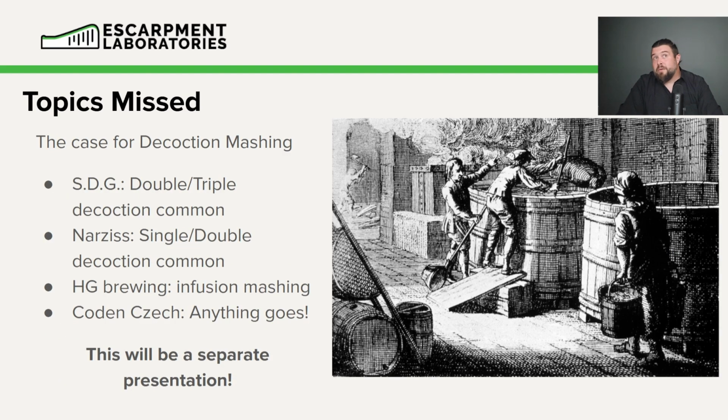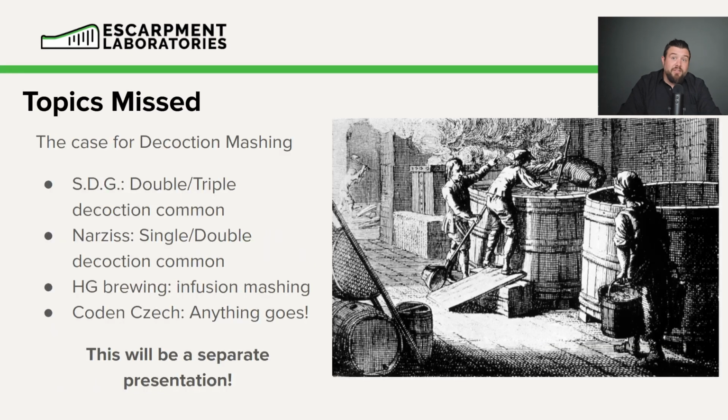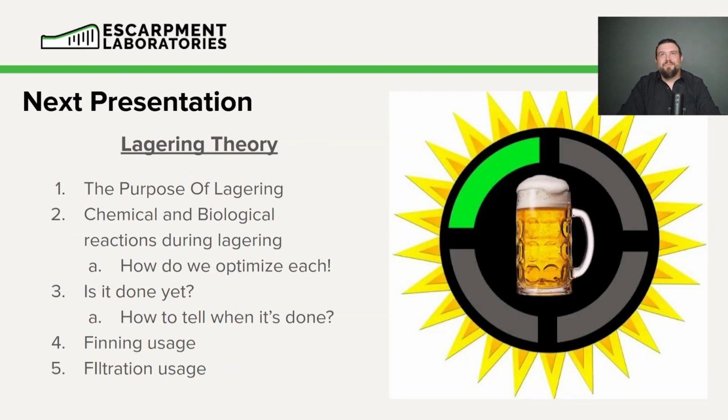Now, there are a few topics on this we missed. The biggest one is probably going to be decoction. Some of you are probably thinking about this and screaming it to yourselves, or maybe at me. As a quick rundown, for the S.D.G time period, double and triple decoctions were quite common. For Narziss, single and double decoctions were quite common. For high gravity brewing, we are just doing infusion mashing, nothing else. And for the modern Czech, anything goes. That's really about it. We'll have a separate presentation on decoction at a later point.